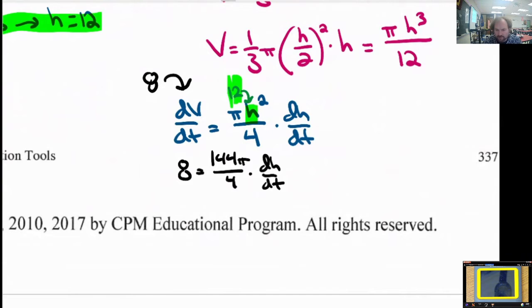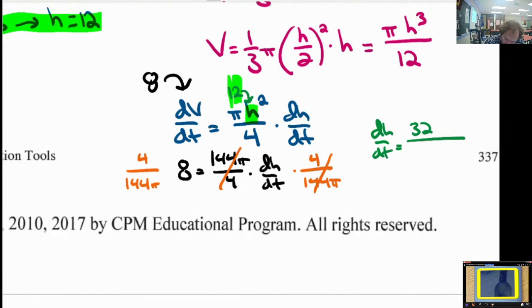Ah, rats. I was hoping this would be something nice. Oh, well. If I multiply and divide all that stuff over, I'm basically going to multiply both sides by 4 over 144 pi. Just mapping out my algebra strategy here to get it to all work out. These will cancel out, and 8 times 4 is 32. So my answer here for dh dt is going to be 32 over 144 pi, and I'm sure that's something nice.